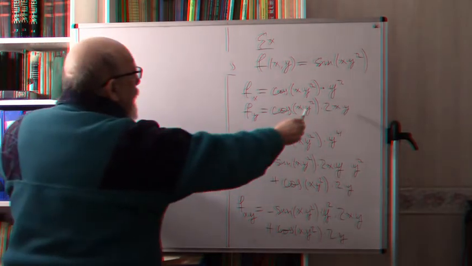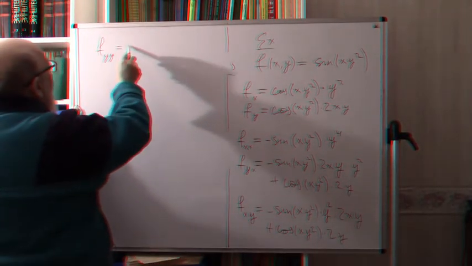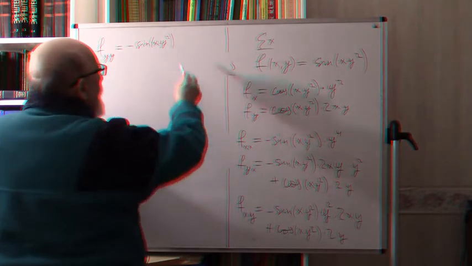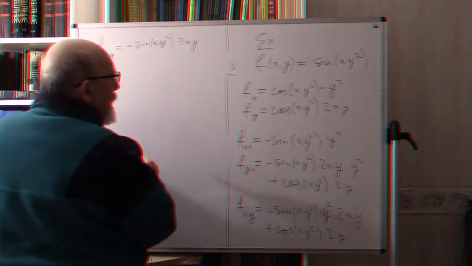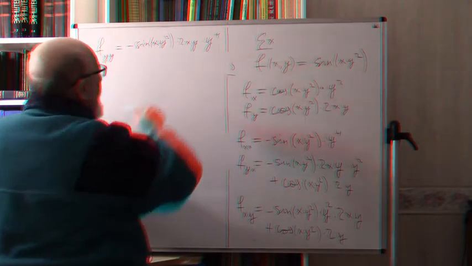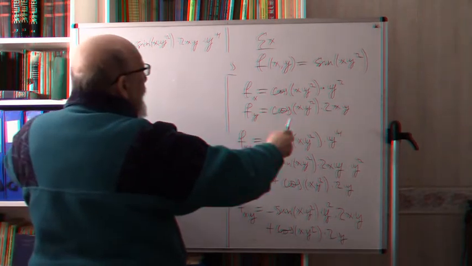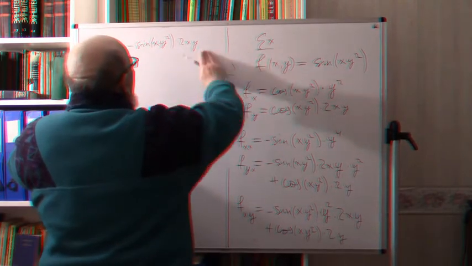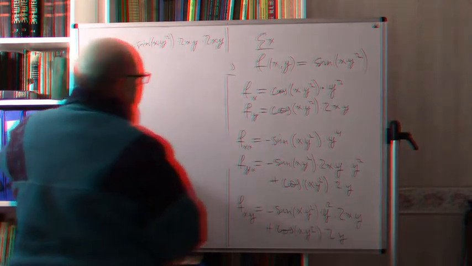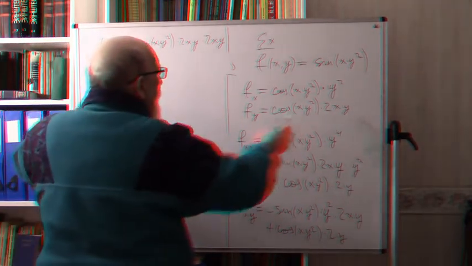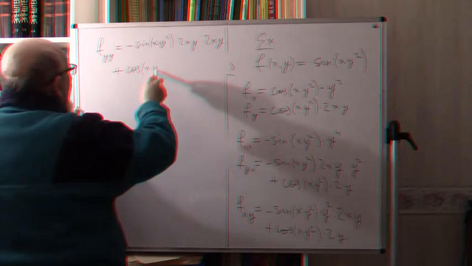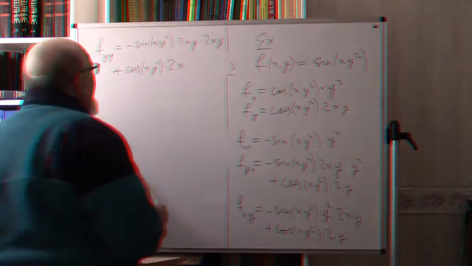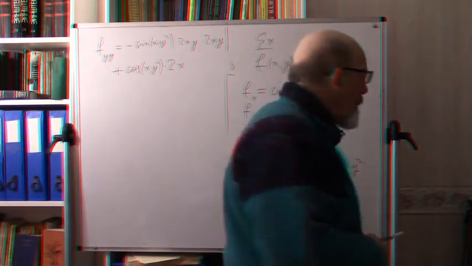And the last is fyy. So we have to take fy and differentiate with respect to y. So it is minus sine xy squared times 2xy times 2xy, plus we differentiate the product, cosine xy squared times 2x. Yes, I hope I made no mistake.